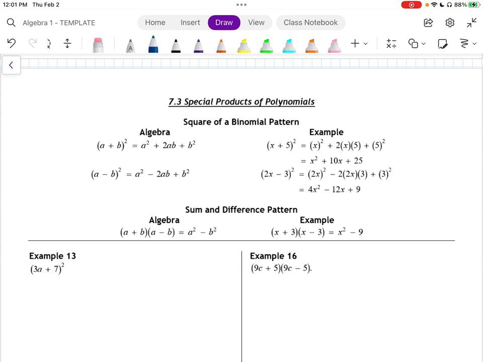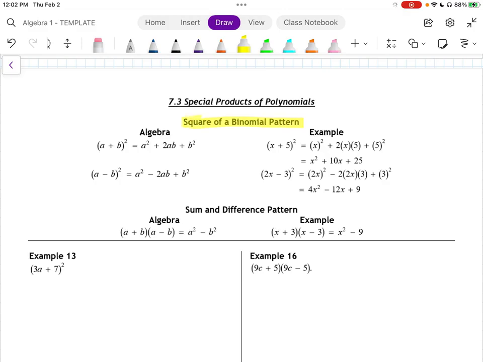All right, now we are looking at 7.3, and we're looking at special products, right? Product means to multiply, so special multiplying. Special things that we get when we multiply. So starting off, we have this square of a binomial, and this is a pattern that we can use sometimes.